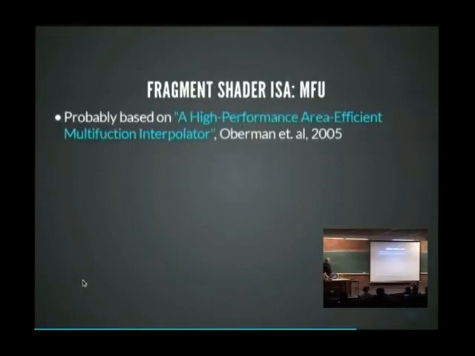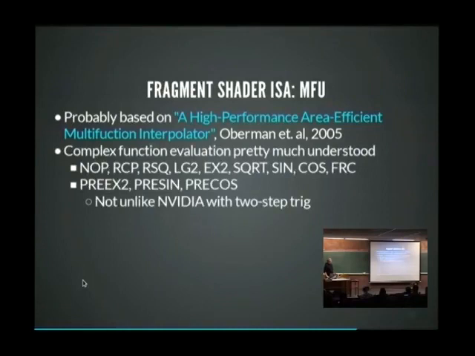The multifunction unit is probably based on a paper called a high-performance area-efficient multifunction interpolator, which is an NVIDIA research paper, and it proposes the idea of merging the varying and the complex function evaluator into one unit. The complex function evaluator part is pretty much understood. It's very simple. It just takes a register and writes the result to the same register as the source.